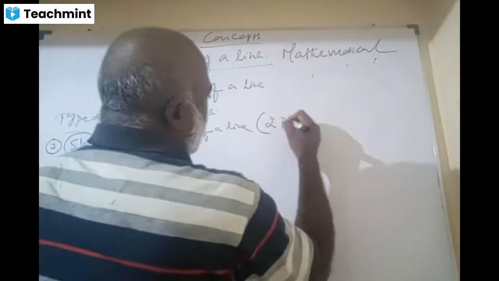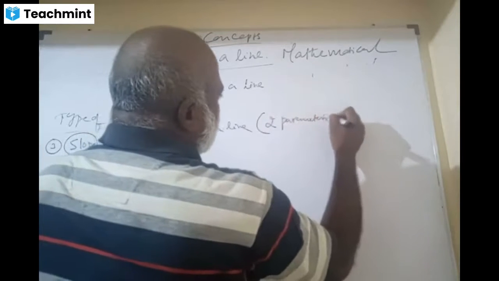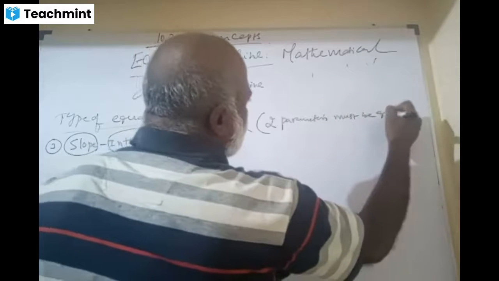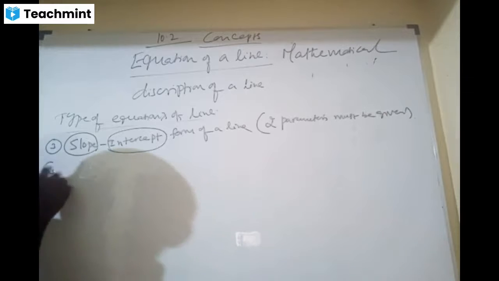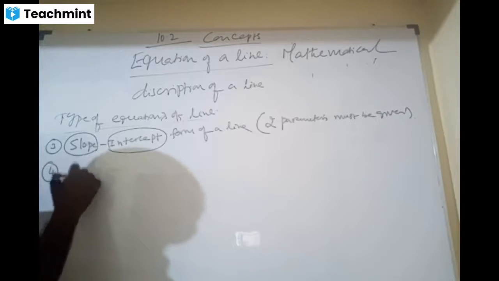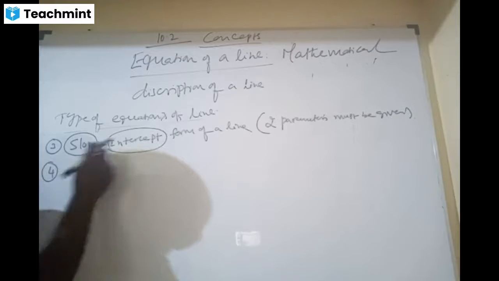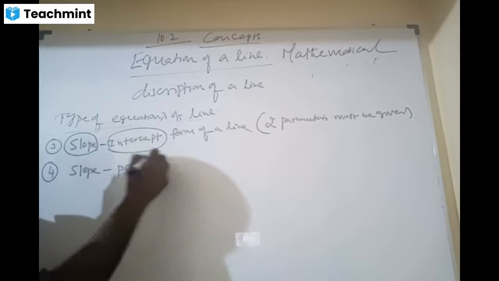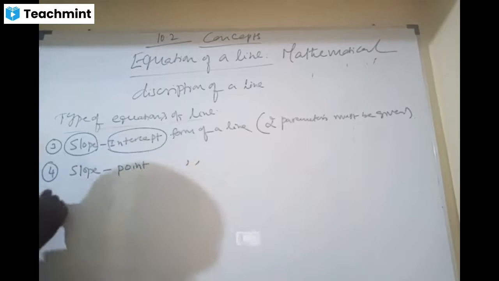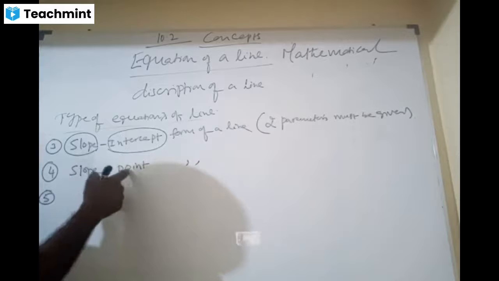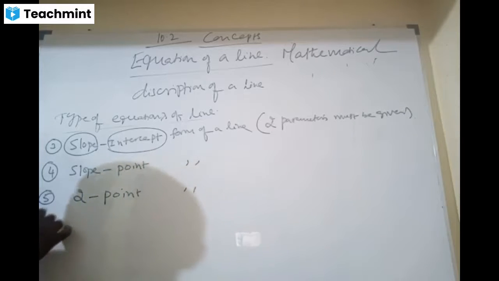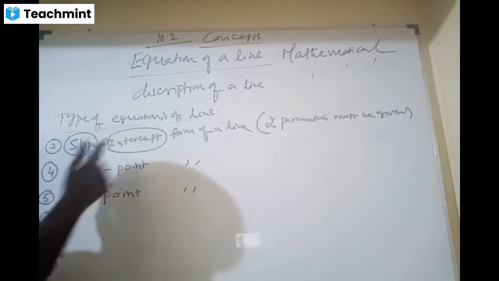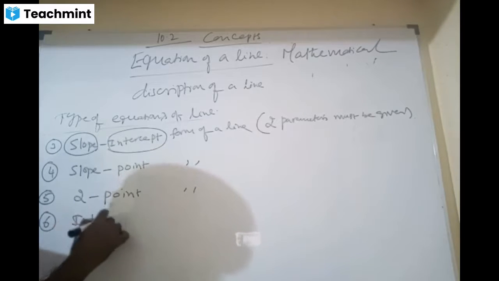Any line you take. Number 4, point and slope: slope point form, or point slope form, anyway you could say. Number 5, 2 point form, where two points are given. Number 6, two intercepts are given, the intercept form of a line.